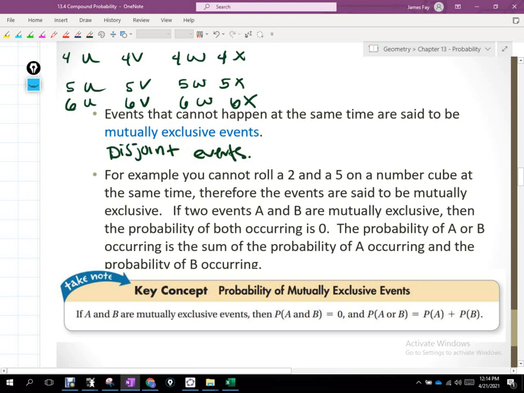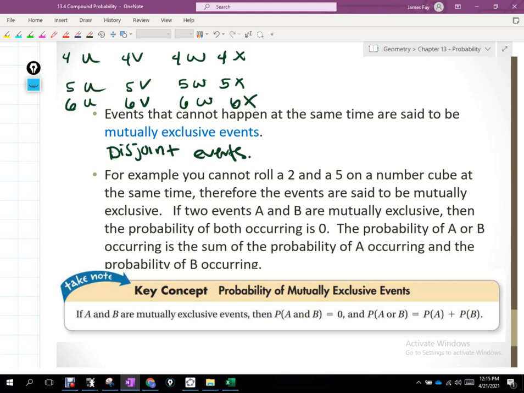An example of this: you cannot roll a 2 and a 5 on a number cube at the same time, right? If I ask what's the probability of rolling a 2 and a 5 at the same time, those cannot happen at the same time. Those are mutually exclusive events. So if 2 events A and B are mutually exclusive, then the probability of both occurring is 0, like you said.